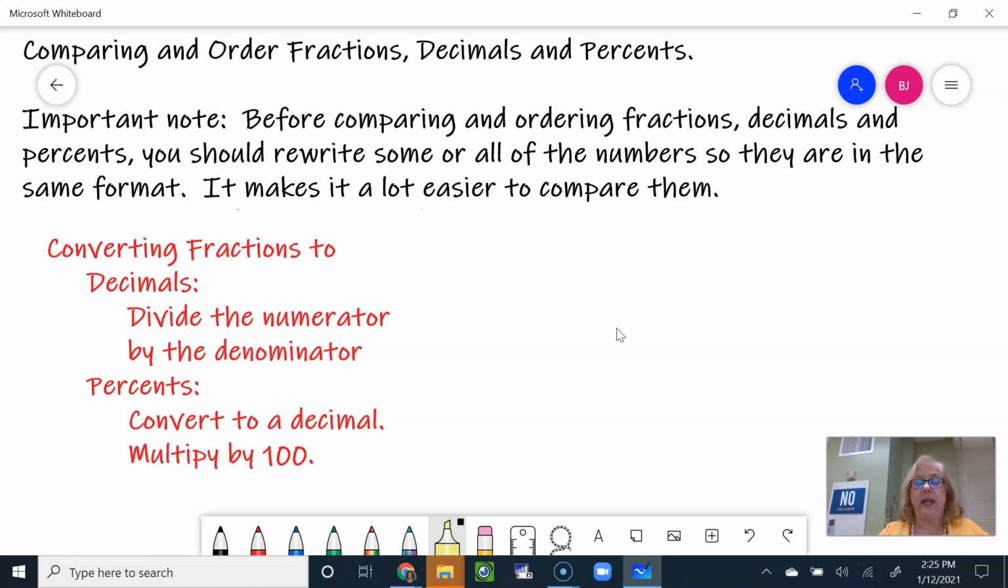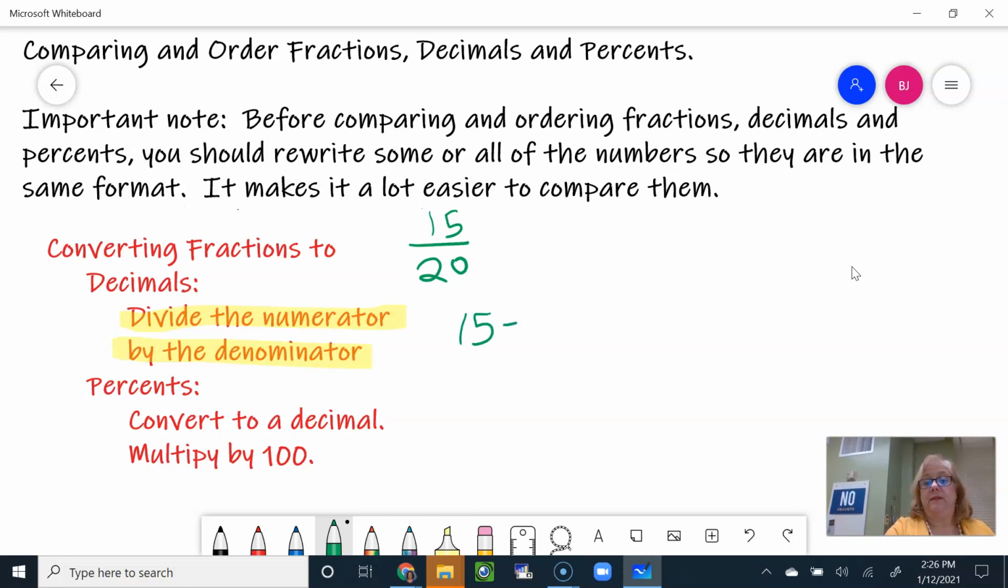So I've written down some notes here on how to convert fractions to decimals and how to convert fractions to percents. We're going to do a couple really quickly. First of all, to convert fractions to decimals, you need to divide the numerator by the denominator. So let's try that. If I have 15 over 20, I'm going to divide the numerator, 15 divided by 20. If you were to do that on paper or on a calculator, you would get 0.75.